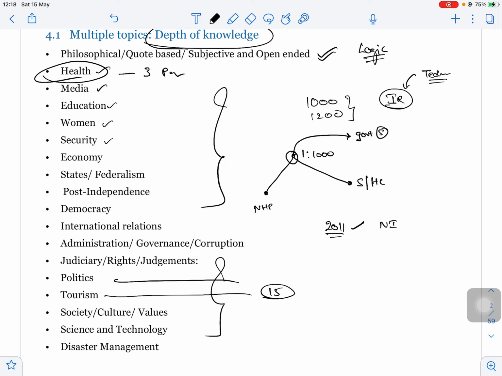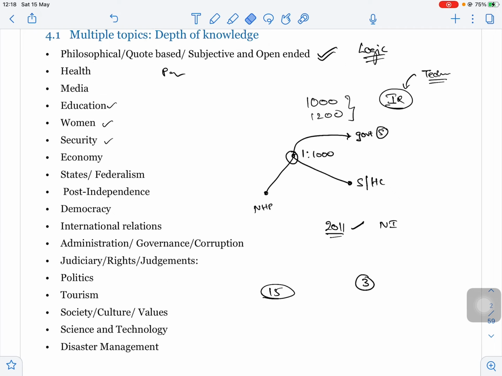For example, 15 points on tourism. What is tourism? What are the various schemes? How will tourism generate employment? The GS knowledge will definitely help, but having 3-page notes on most of these topics is going to help you. So note down all those topics, go through all the previous essay papers, and your life will become easier. I hope you understand.